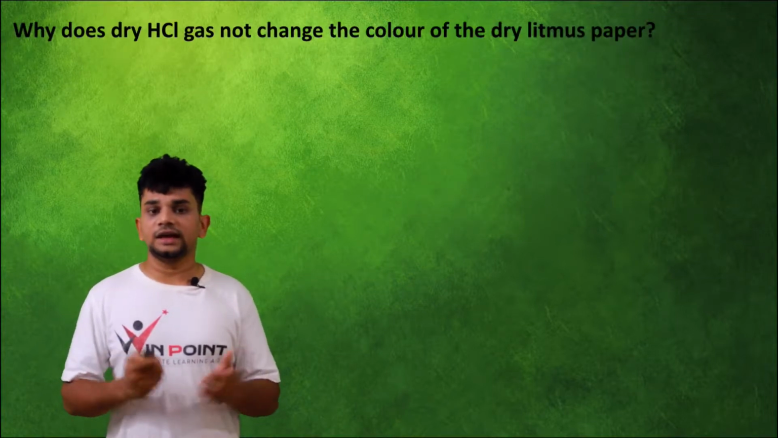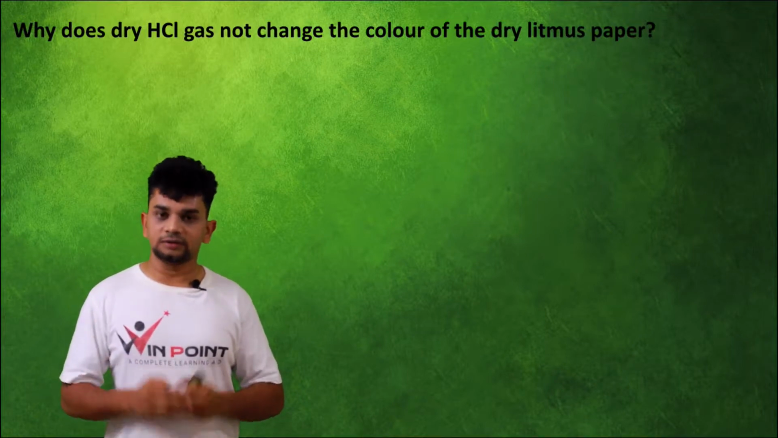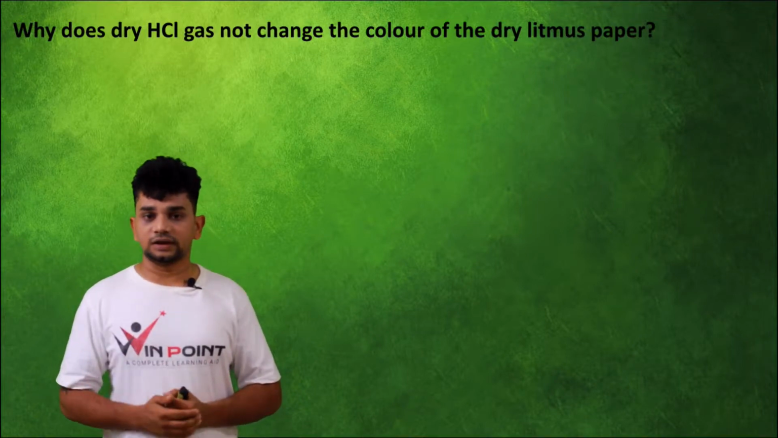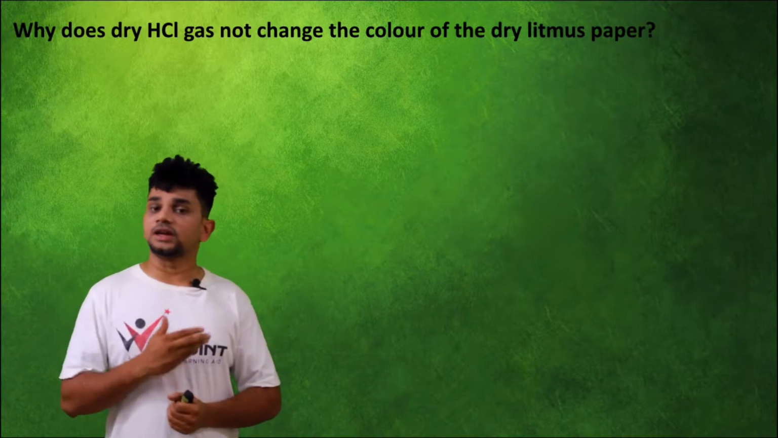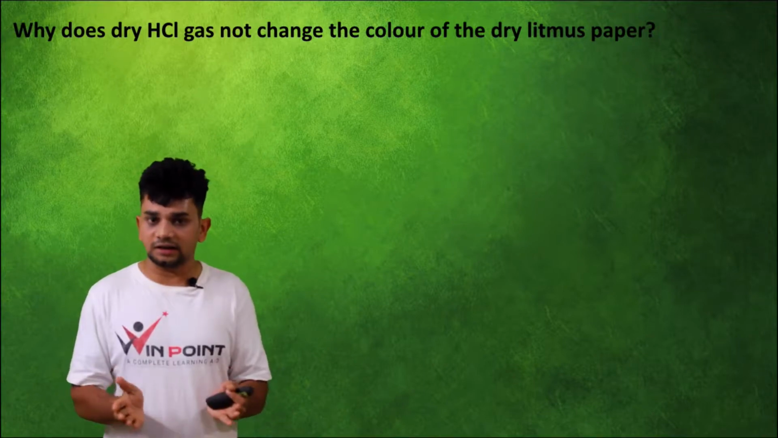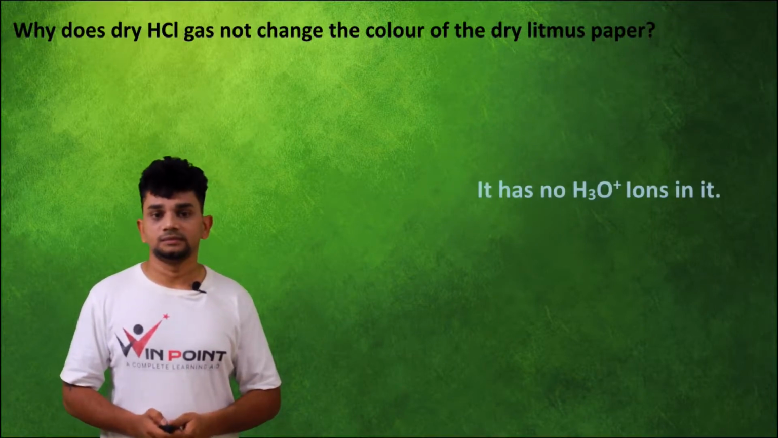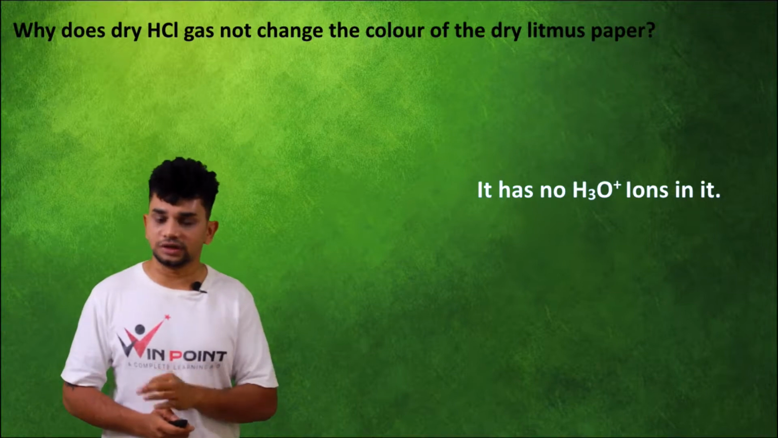Why does dry HCl gas not change the color of dry litmus paper? In the question it is mentioned that it is dry HCl. Dry HCl does not have any ions. It is only HCl, so it is not going to show any acidic character. It won't change the color of litmus paper. It has no H3O plus ions in it.